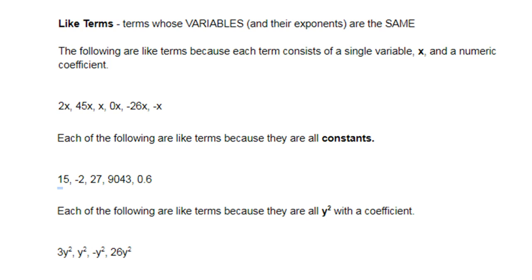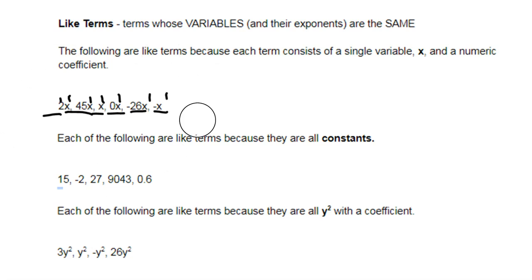So both the variable, so let's say if we had a variable x, and their exponent, we'll call it x squared, would be the same. So x and x squared are not like terms. You can see down below we've got a couple more examples. We've got a group of like terms here. We have 2x and 45x and x and 0x and negative 26x and x. You can see they both have the same variable and they also have the same exponent, right? Because we know that they all have an exponent of 1. So these would not be like terms with x squared.